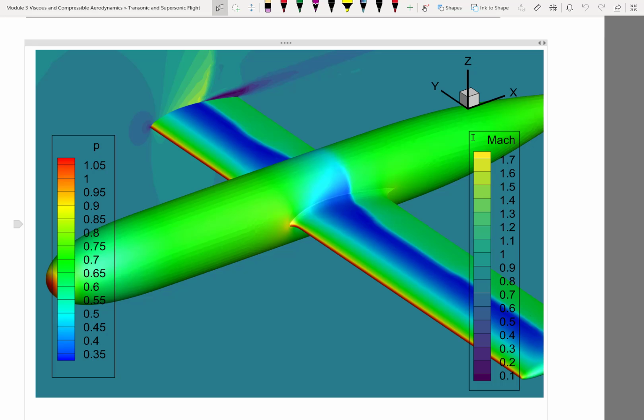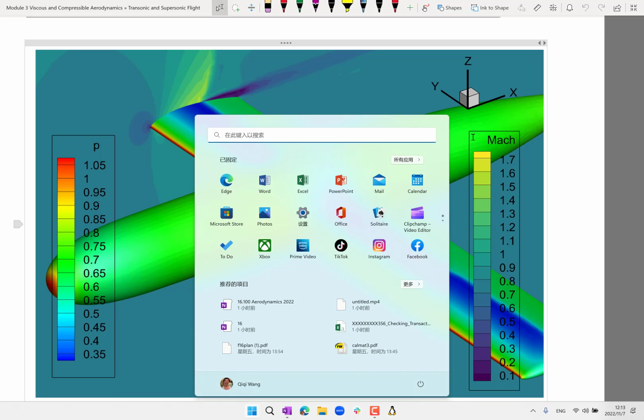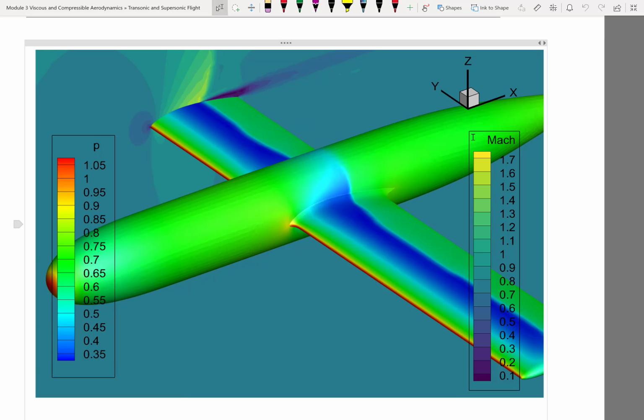Okay, so that's what's happening to the Mach tuck. Now, let's start looking at the most significant new feature in transonic flight. That's the shock wave over here.